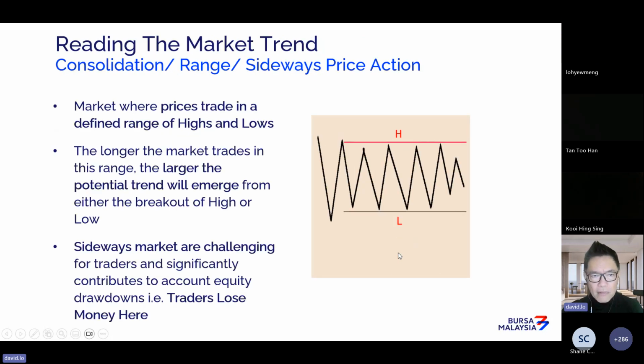So next is what? Next is a sideways market. What is a sideways market? Basically, a sideways market is a market with quite well-defined highs and quite well-defined lows, okay? So the highs and the lows are defining a range.